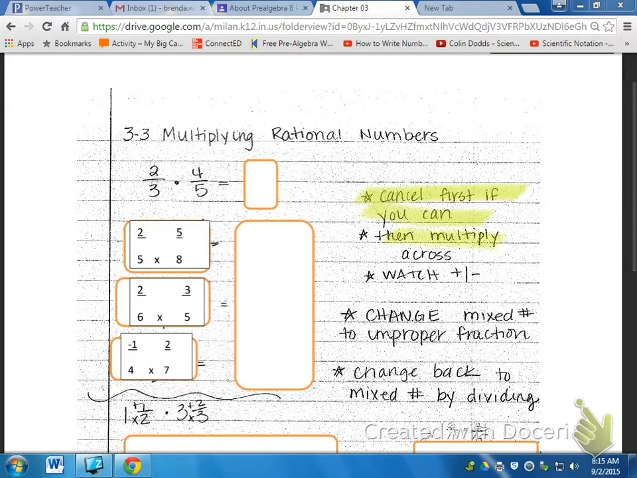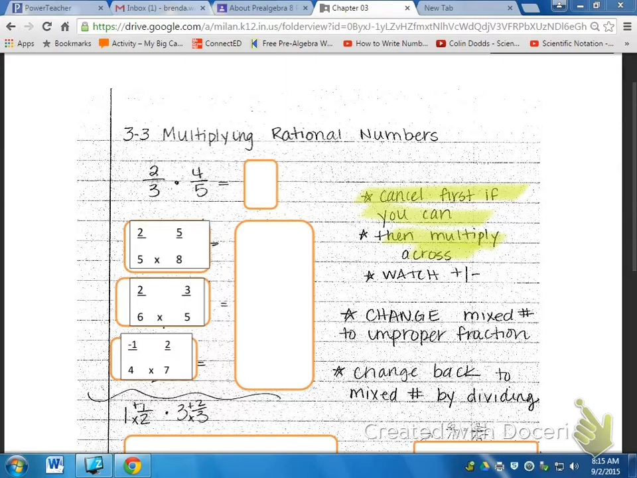Then you multiply straight across, and be aware of the signs, because the sign rules apply. If you're multiplying same signs, it's positive, and different signs, it's negative. Okay, so let's look at 2/3 times 4/5. Look for common factors from the top to the bottom. Do you see any?